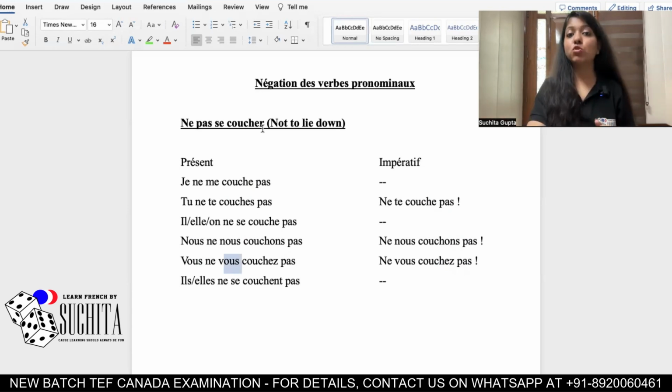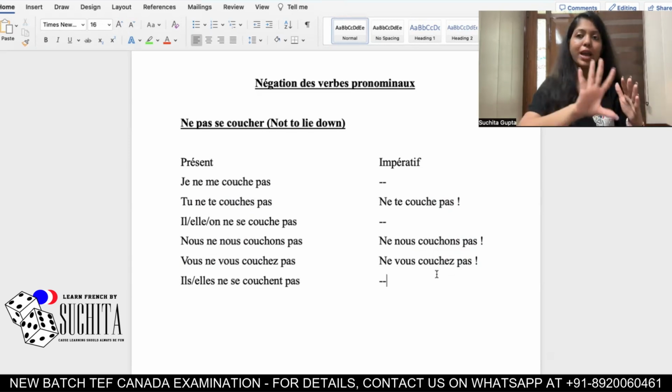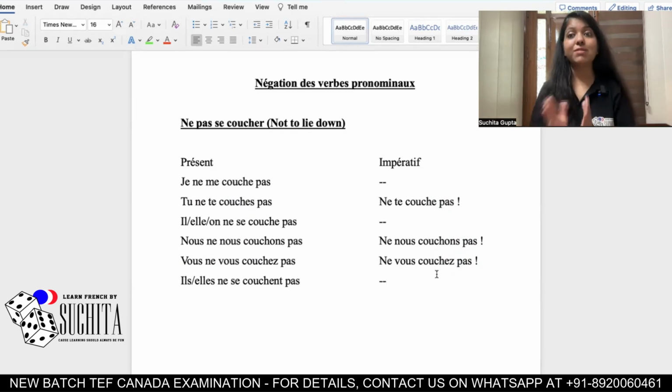But yes, of course, since coucher is an ER verb, in case of tu, you will drop this S. But the rest you will write as it is. So it becomes ne te couche pas, ne nous couchons pas, ne vous couchez pas. So basically this te or nous and vous that comes forward only in the positive case, not in the negative case. In the negative case, you just have to remove tu, nous and vous, and whatever is left you will write as it is. Ne te couche pas, ne nous couchons pas, ne vous couchez pas. So ne te couche pas means don't lie down. Ne nous couchons pas, let's not lie down. Ne vous couchez pas, don't lie down.